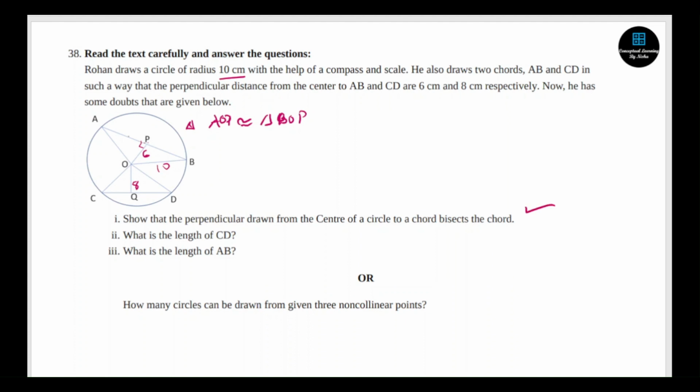Now the length of CD you can find using Pythagoras. So this is 10, this is 8, so this will be 6. So the length of CD is what? 6 into 2, which is 12 centimeter. And the length of AB, so this is 6, this is 10, so this will be 8. So the length of AB is 2 times 8, which is 16 centimeter, right? You have to show using Pythagoras. Alright. So we got all three answers.